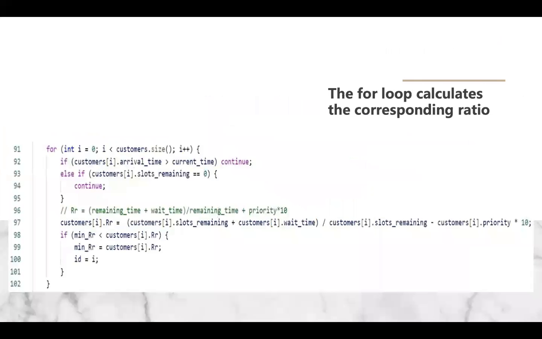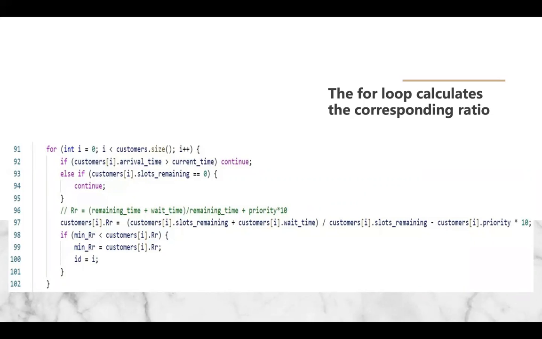Okay, let's move to the next part. The first for loop is the calculation of the response ratio. In the first for loop, we first judge whether customer i has arrived, and if not, continue directly to the next customer. If it has arrived, it depends on whether the variable named slots remaining, its remaining running time, is 0. If it is 0, it means that the customer does not need to run anymore, so skip it. If it is not 0, start to calculate the response ratio.